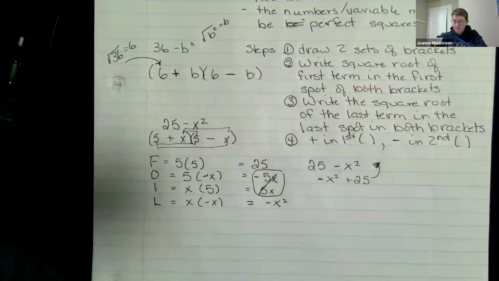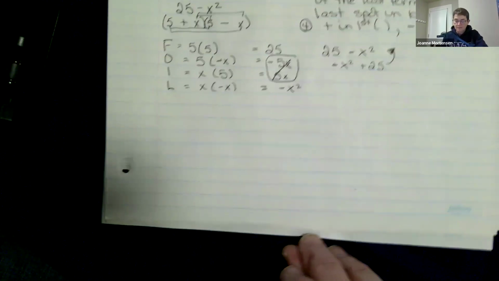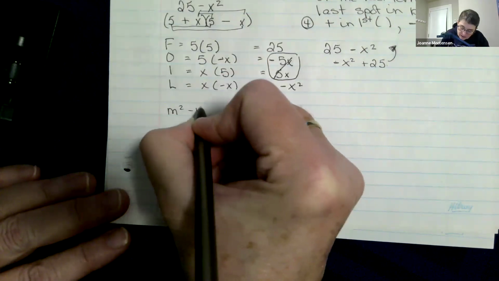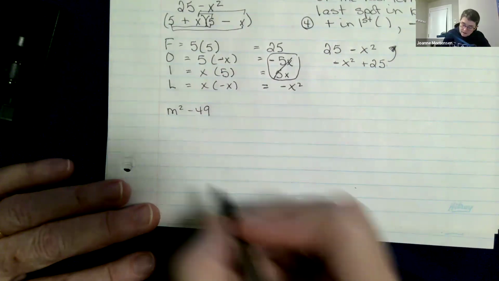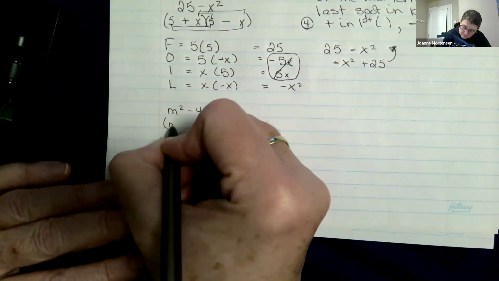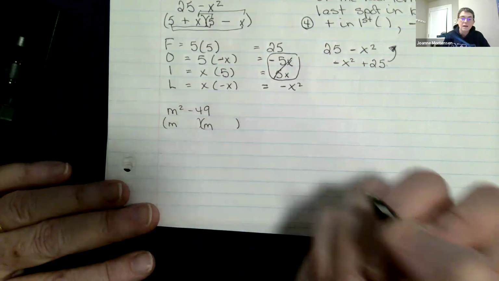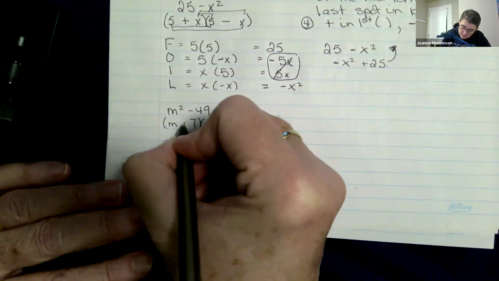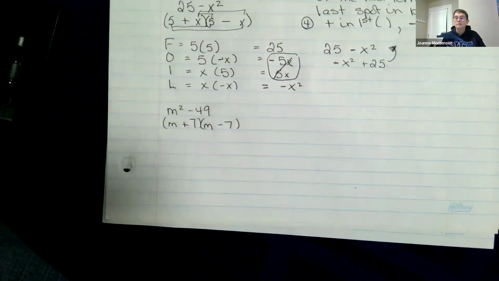So, all right, m squared minus 49. Yeah, 2 sets of brackets, boom. Square root of m squared is m, right? Square root of 49 is 7, 7 plus minus done. That's it. Done. Ta-da! There you go. Okay.